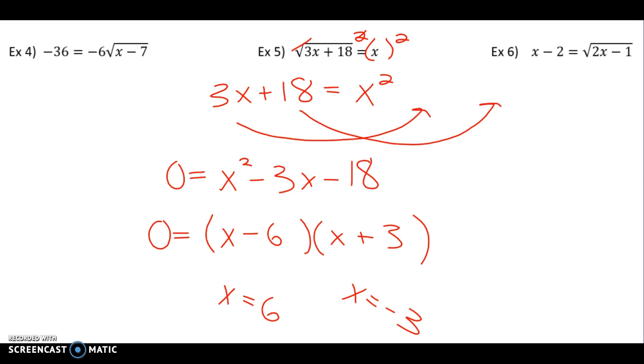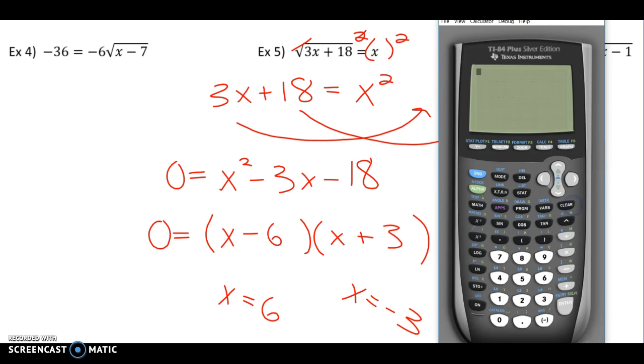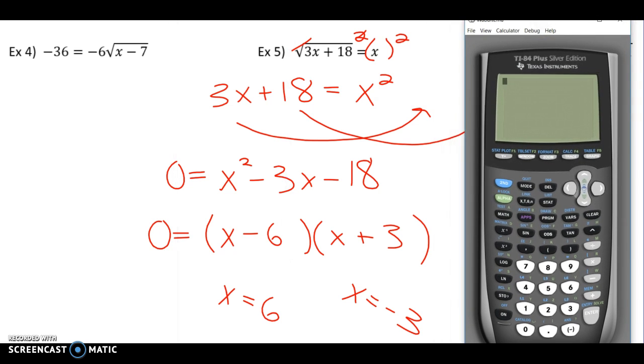So now, let's get out our calculators, and this is good practice to evaluate using our calculator. So what I'm going to do is type in the original equation, but plug in both of my answers. So which one do you want to start with first? Let's try 6 first. So I'm going to type in the square root of 3 times, we're plugging in 6 for x, so I'm going to put a 6, plus 18. Now, what should that equal if it works?